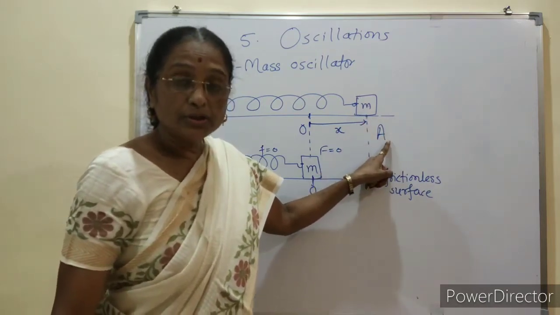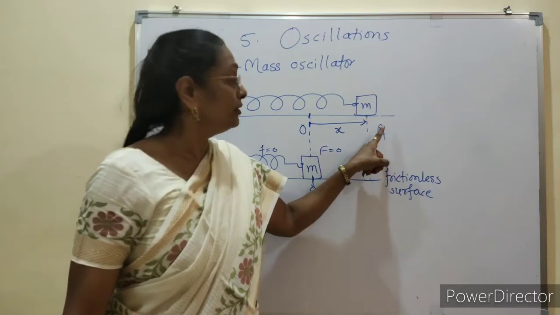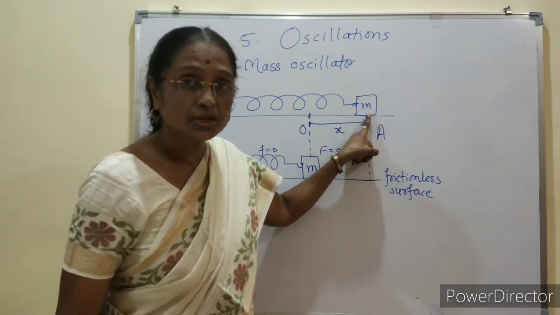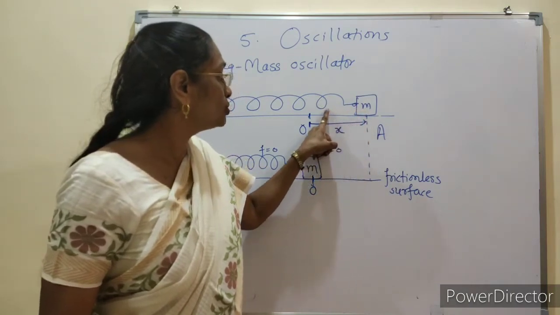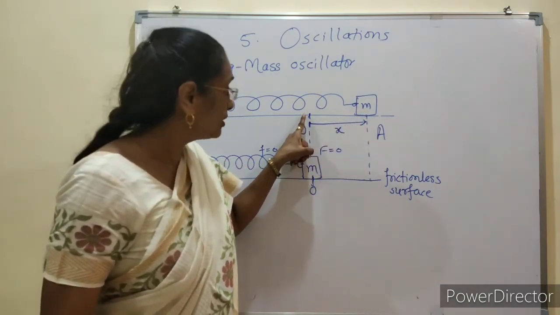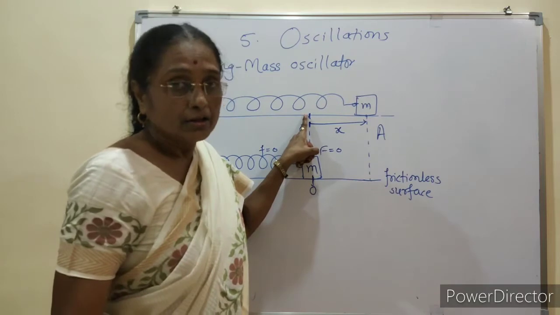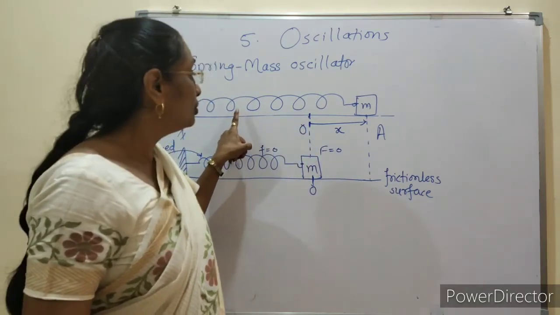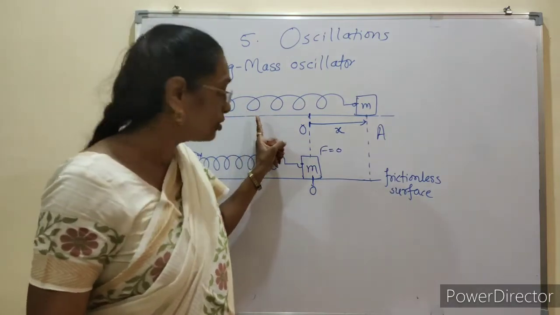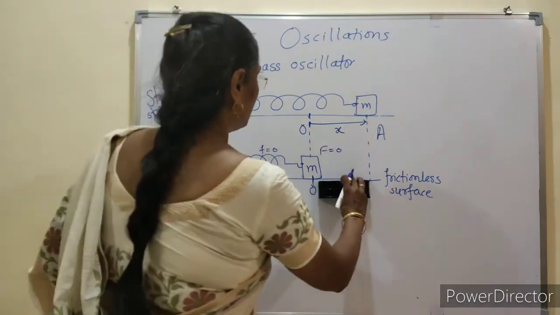Now in the next step of the experiment, the block is released. Then the block moves towards O, but it does not stop here. It moves towards the left, so that the new position of the block can be shown in this way here.